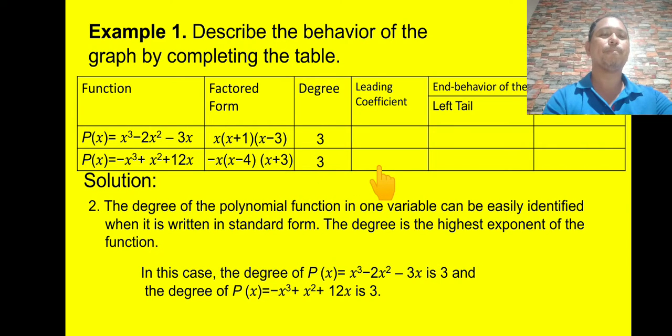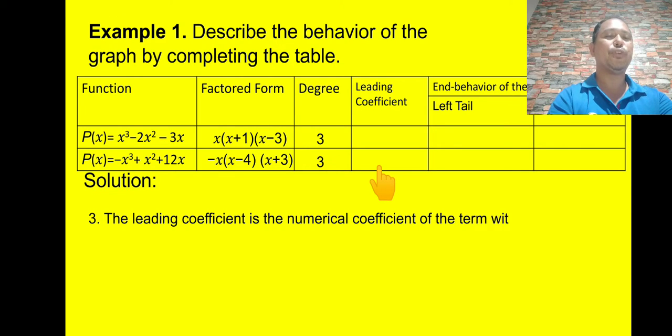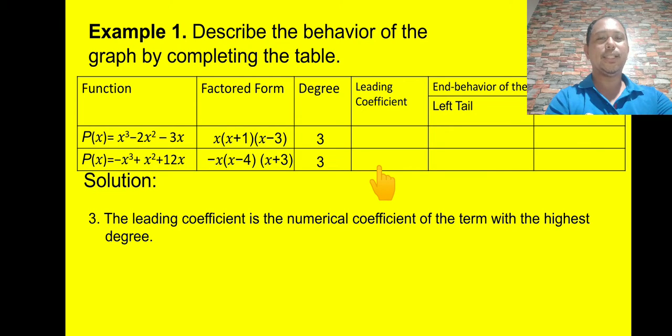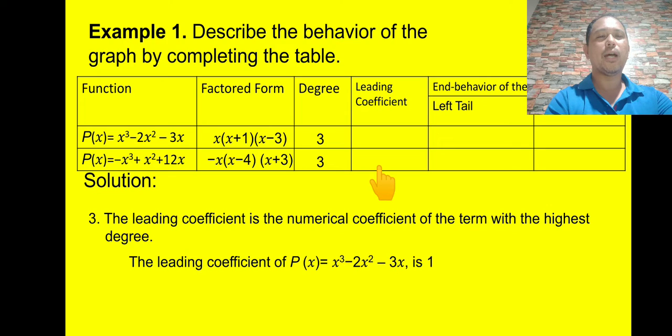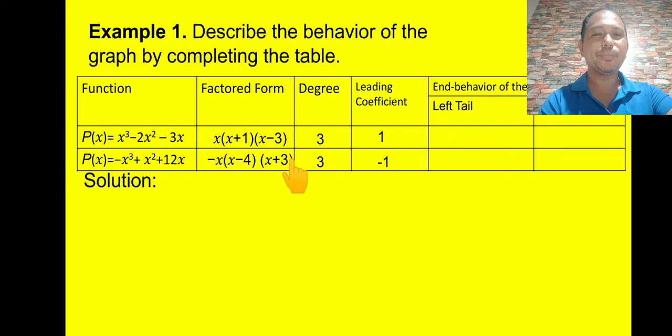Leading coefficient. The leading coefficient is the numerical coefficient of the highest degree term. Don't forget that word, numerical coefficient. So the answer is 1. And the other one is -1. So look at here. That's why we have here -1.